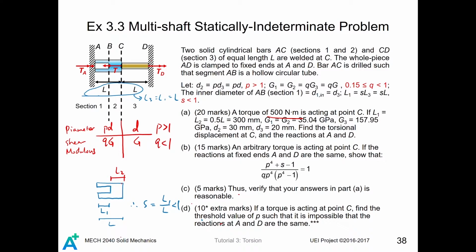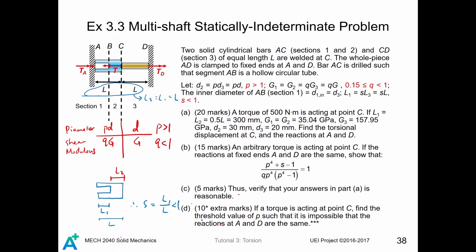Besides, G1 equals G2 equals 35.04 gigapascals. So it is the material property of G1 and G2. G3 equals 157.95 gigapascals. The material property of the brown bar is much stronger than that of G1 and G2. Given that the diameter of the blue bar is 30 mm, that is also the outer diameter of the hollow circular segment. D3, which is the diameter of the stronger brown bar, is given by 20 mm.